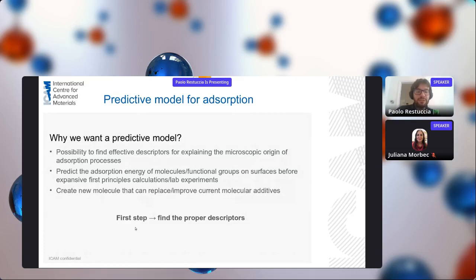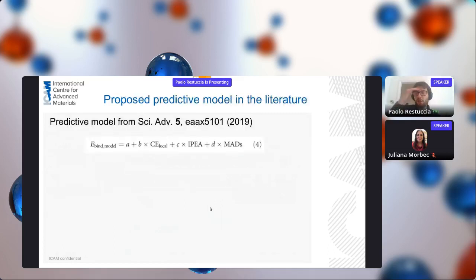So the first step to create such a model is to find the proper descriptors that can allow us to have an effective model. In the literature, you can find several of these kinds of simple linear equations. One of the most effective is this model proposed in this Science Advances paper from 2019, in which you can see it's a simple linear relation with just 4 coefficients.